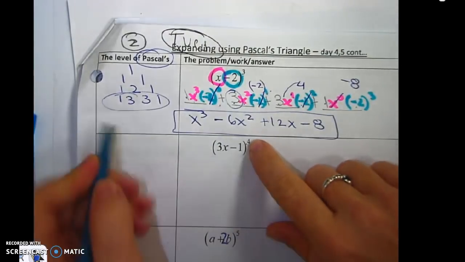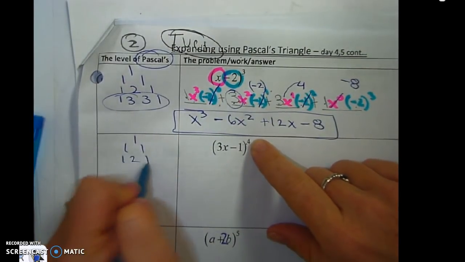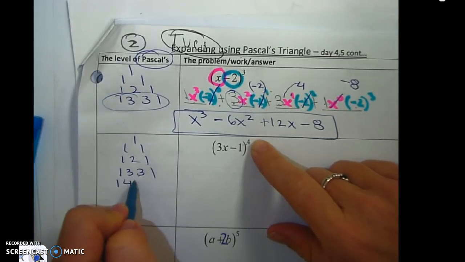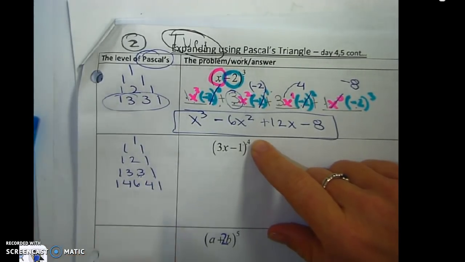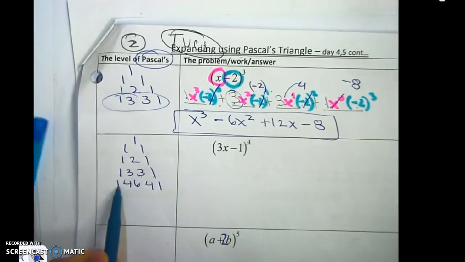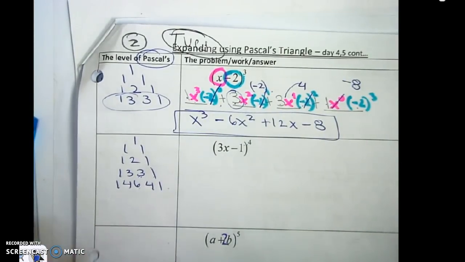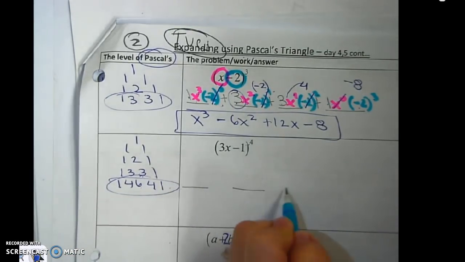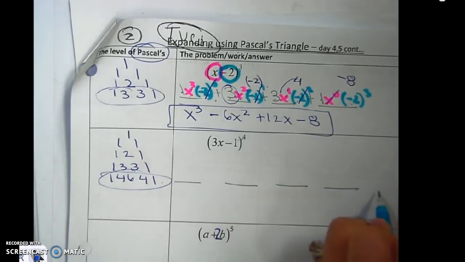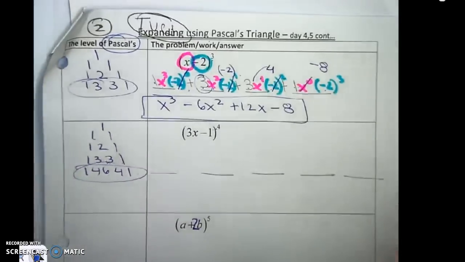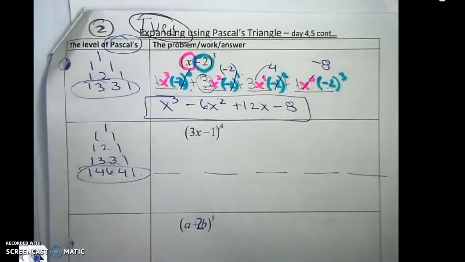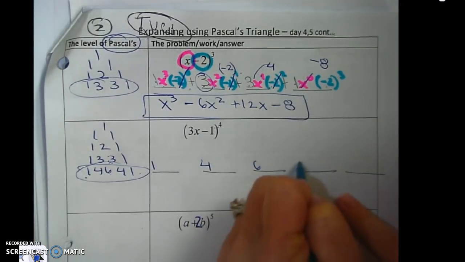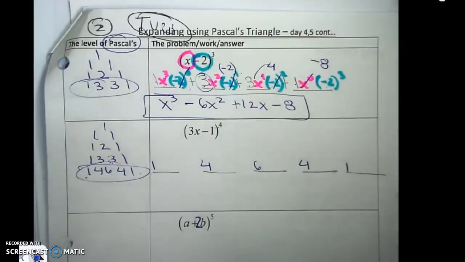This time we're at level 4. 1, 1, 1, 1, 2, 1, 1, 3, 3, 1, 1, 1 plus 3 is 4, 3 plus 3 is 6, 4, 1. So that means there'll be 1, 2, 3, 4, 5 terms. So now I'm going to spread out a little bit. 1, 2, 3, 4, 5. Okay, so I need to first honor Pascal's triangle. 1, 4, 6, 4, 1.